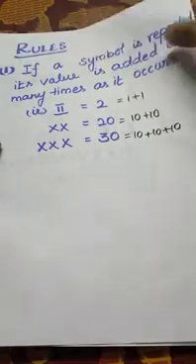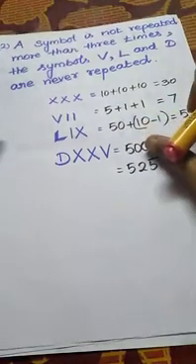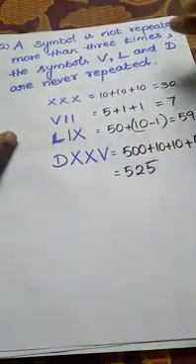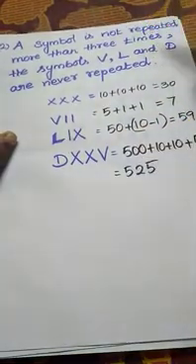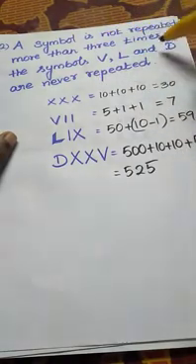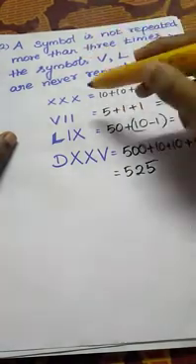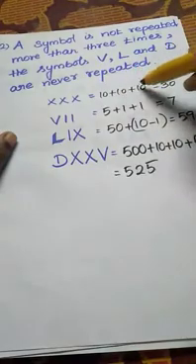The next rule, a symbol is not repeated more than 3 times. We have to use any symbol up to 3 times only. The symbols V, L and D are never repeated. Triple X means 10 plus 10 plus 10, 30.